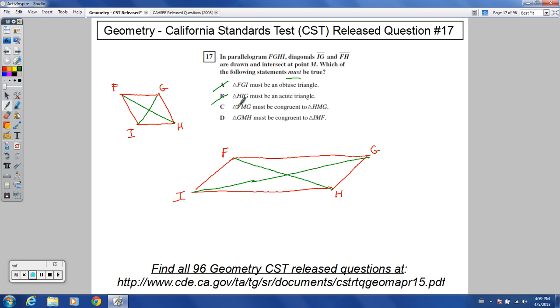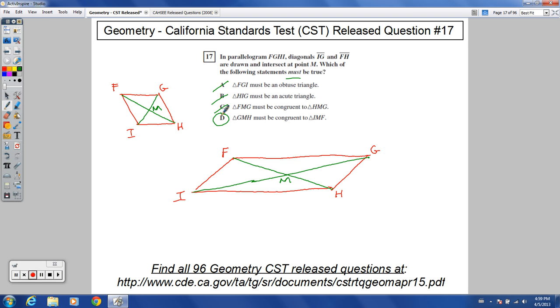Let's see, triangle FMG, here's your M, this is your midpoint. It doesn't say that here, but it would represent the midpoint of the diagonals' intersection. And does that have to be congruent to HMG? So here's FMG, that's this triangle right here. Does that have to be congruent to HMG, this one right here? Well, hopefully you can see from this one that this is clearly not going to be congruent to that. So choice C is out of the running.